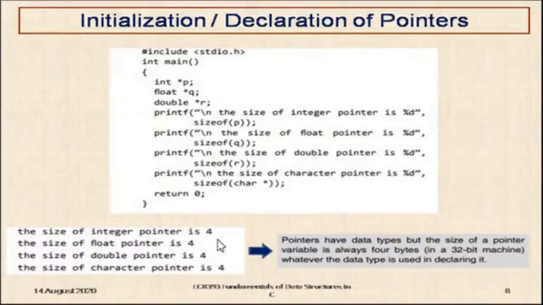Following? 4 bytes, 32 bits. If it is a 16-bit machine, it will be 2. Then the size of floating point pointer q, again it is 4. Size of double type pointer r, again 4. Character pointer, so everything is 4. So the size of the pointer will be the same depending upon the number of bits of the particular machine. 32-bit means 4, 16-bit means 2. That is another point you have to note down.